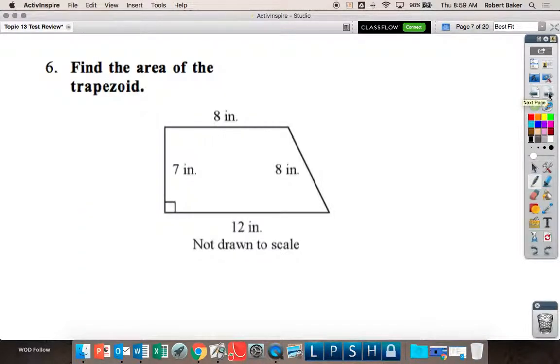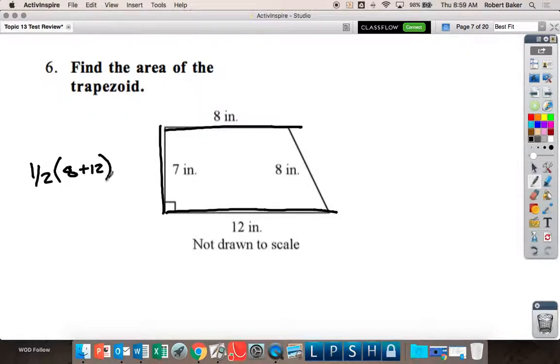Let's try. I'll do my best not to screw this one up. Same thing here. It gives you all the information. You have base 1, you have base 2, you have a height, 1/2 the sum of the bases times the height.